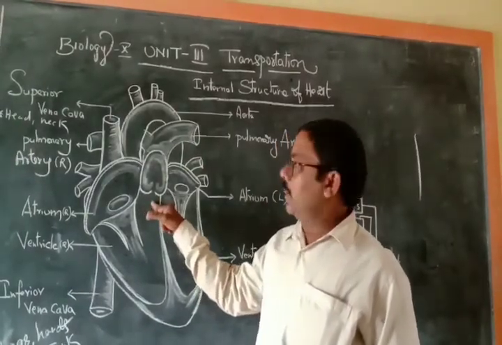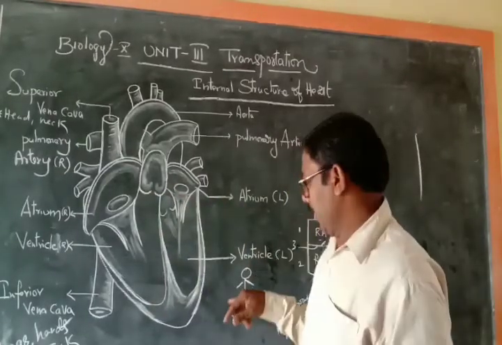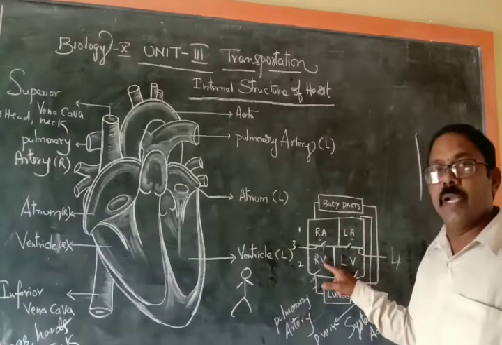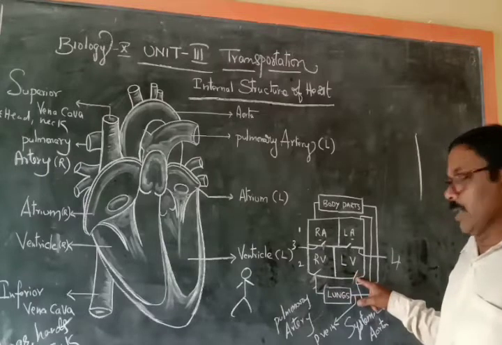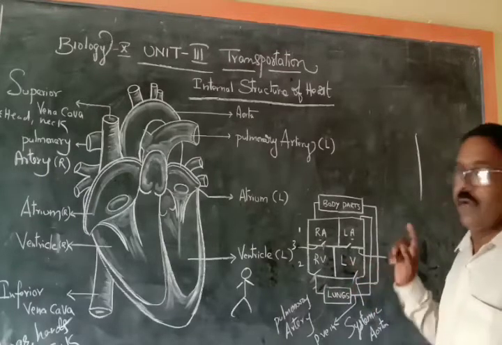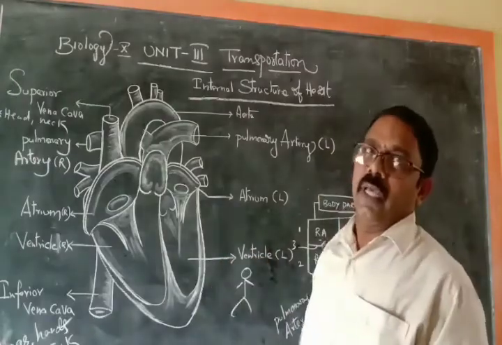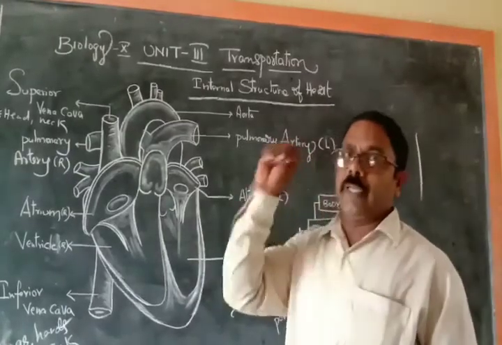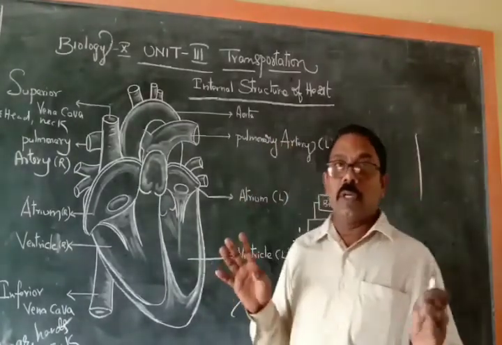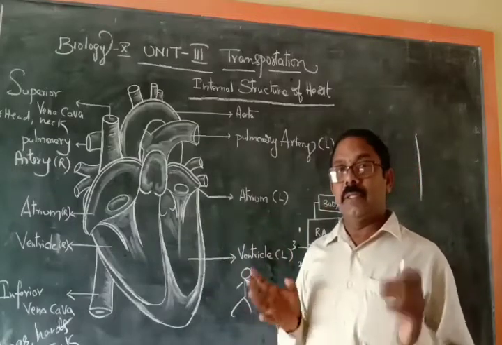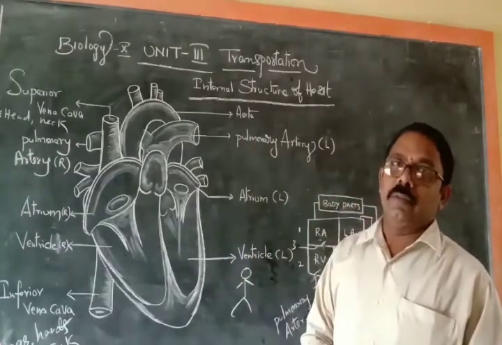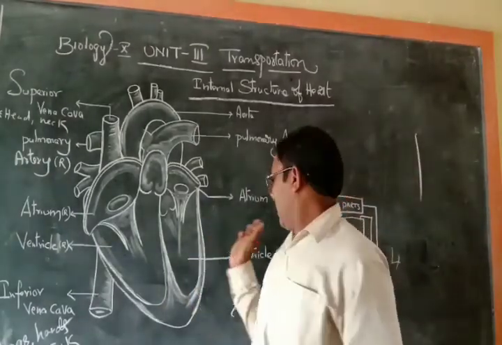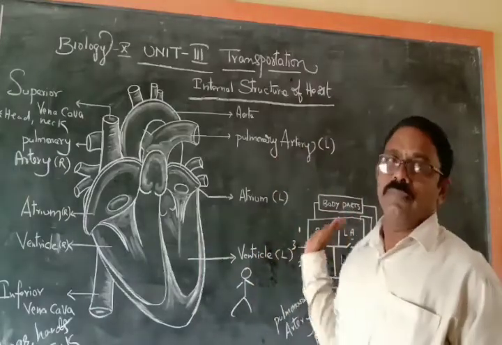The third valve is the pulmonary valve, at the opening of the right ventricle. The fourth is the aortic valve, at the left ventricle. So there are 4 valves in the human heart. 4 chambers are present in the human heart, 4 valves are present, and 4 dividing septums are present. So that covers the external chambers and apparatus of the human heart.